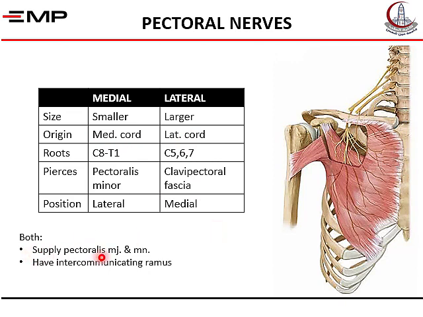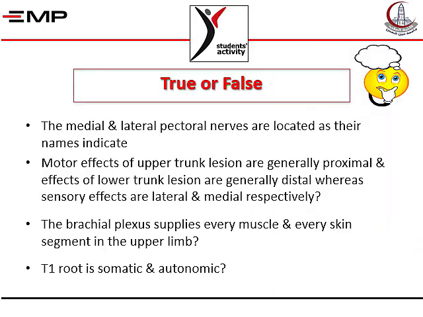They both supply both pectoral muscles, pectoralis minor and pectoralis major. How is that? Because they have an intercommunicating ramus, so that fibers from both pectoral nerves supply both pectoral muscles. Now it's time to answer a few questions, whether the statements are true or false. Stop the video, please, and try to answer yourself. Then replay the video to hear the answers.